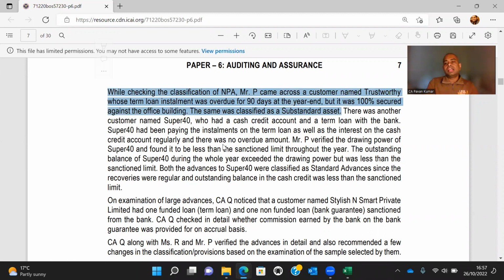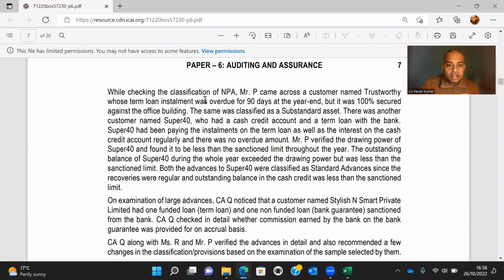So in this, can you tell me what is the most important thing? Very important thing. Can you tell me what is the most important thing here? See how killer ICAI is. Whether it is 100% secured against office building or not will not make any difference for classification of NPA. Classification of NPA will not take security into consideration.